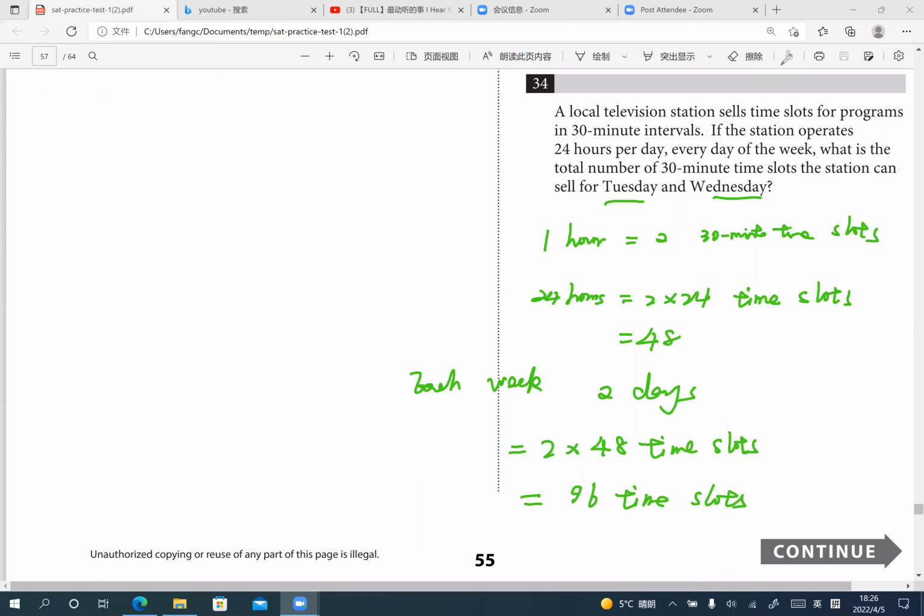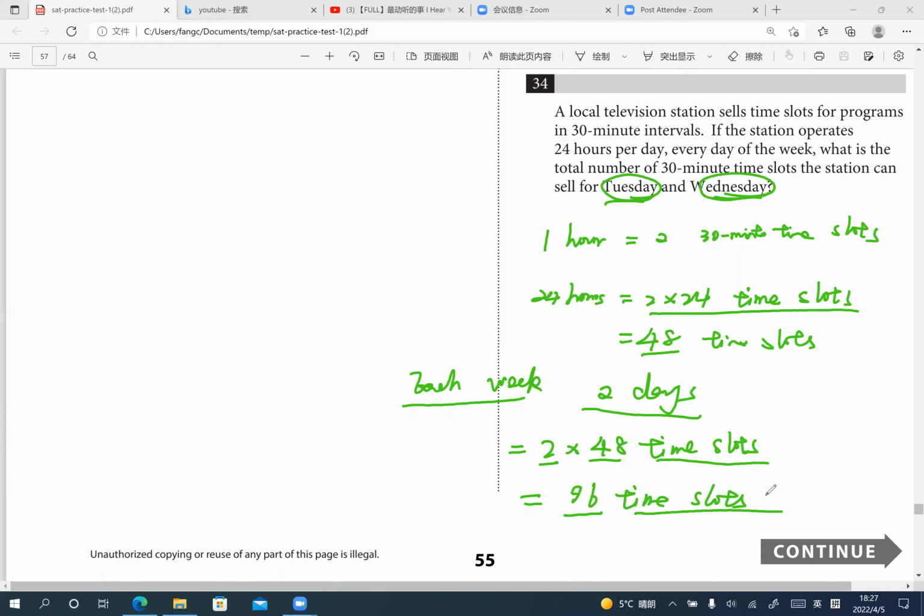So 1 hour has 2 30-minute time slots. So 24 hours, which is 1 day, has 2 times 24 time slots, which is 48 time slots in 1 day. And in our question, we need two days, which is Tuesday and Wednesday. And 2 days is 2 times 48 time slots, which is 96 time slots. So the answer to question 34 is 96.